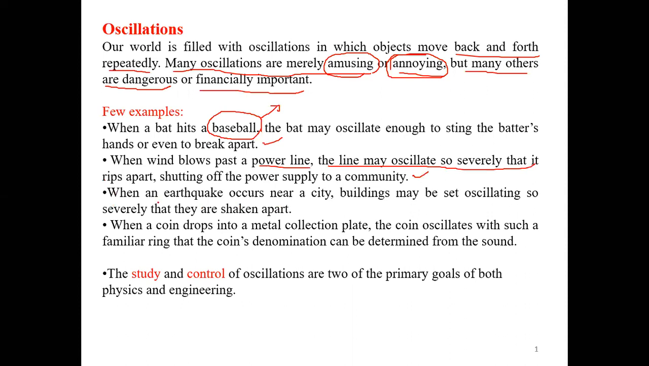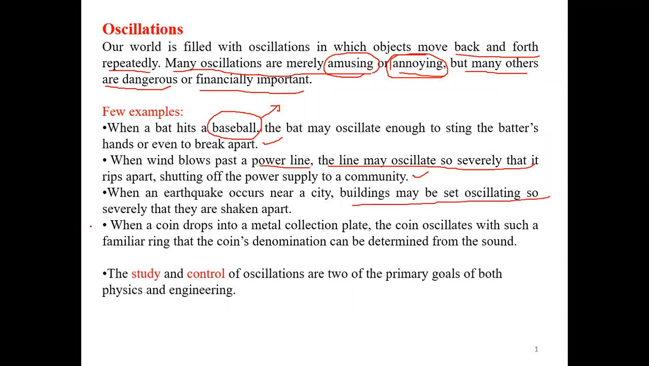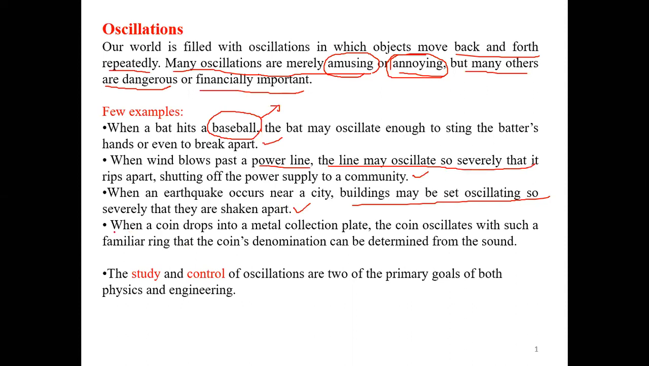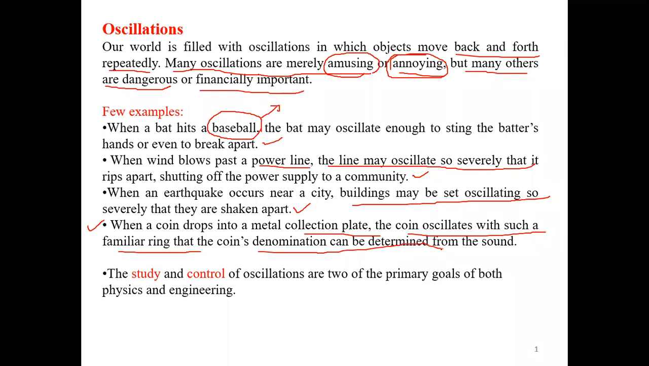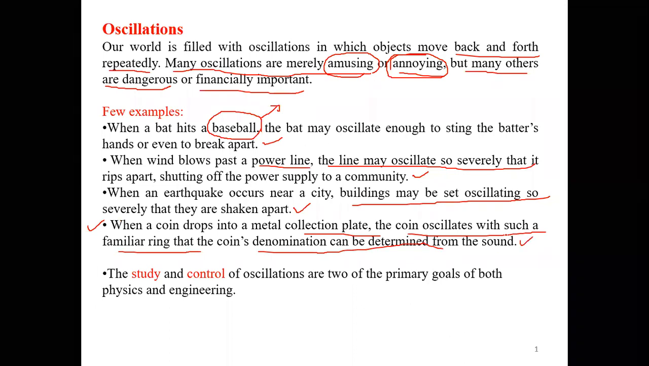And there is the dangerous one: when an earthquake occurs near a city, buildings may oscillate so severely that they are shaken apart. So these are dangerous oscillations. Sometimes you can buy something from a vending machine. When a coin drops into a metal collection plate, the coin oscillates with such a familiar ring that the coin's denomination can be determined from the sound. So the machine can understand the amount of coin you dropped by noting the oscillations.